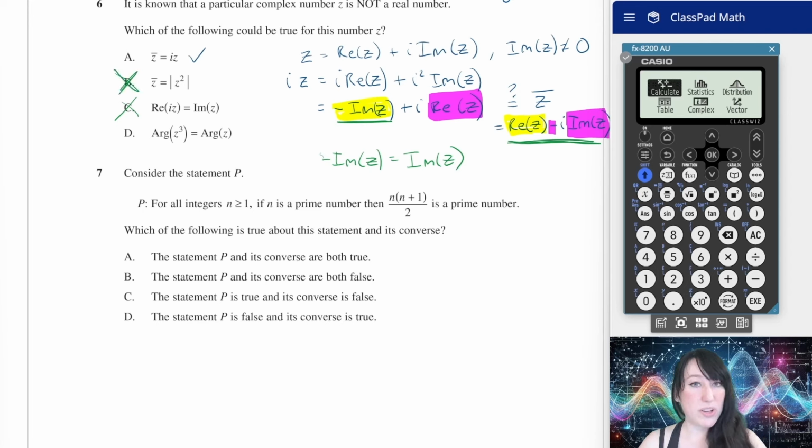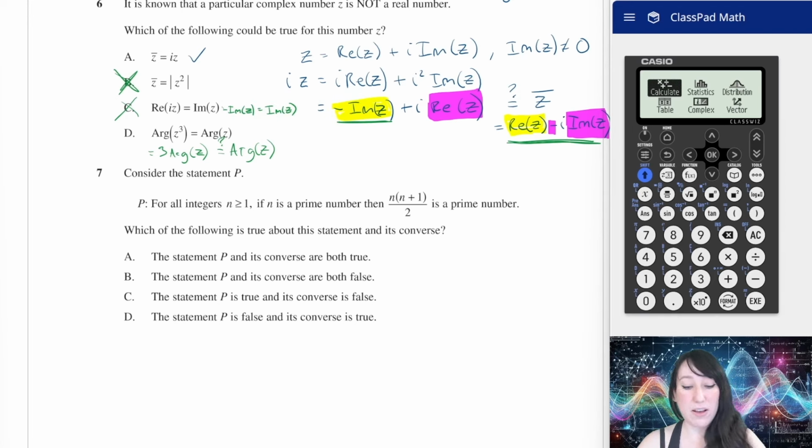And then let's look at option D. So if we look at option D then, this is about the arguments of z and z cubed. Could the argument of z cubed be equal to the argument of z? Well, we know from things like Moivre's theorem that the argument of z cubed is equal to 3 times the argument of z. So when would this equality be possible?